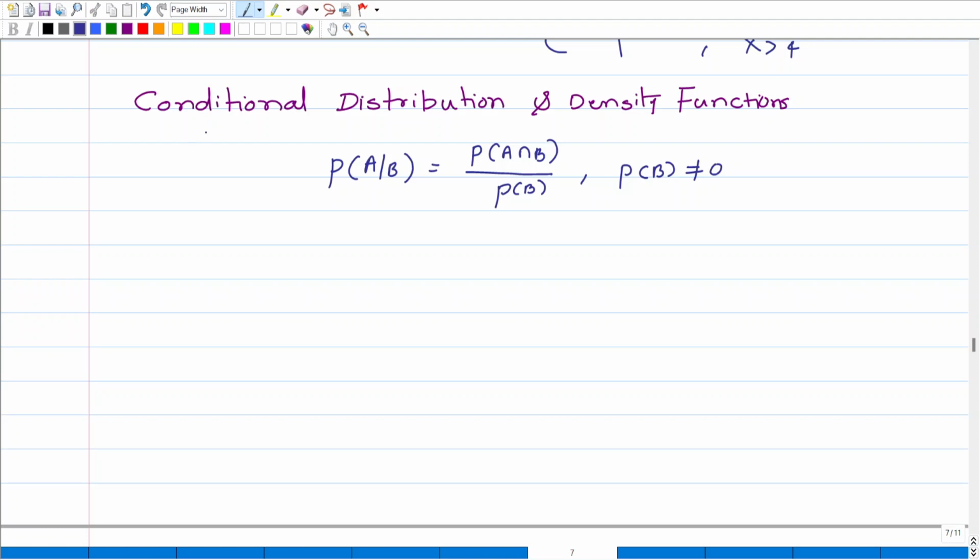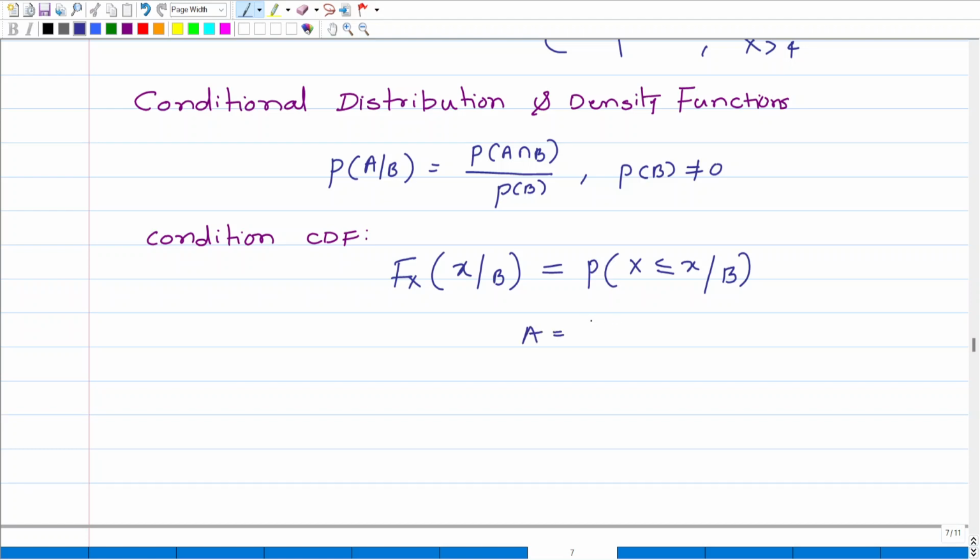Right. So let us extend this concept to the CDF and PDF, the cumulative distribution function and probability density function. So let us see the conditional CDF, the conditional distribution function. It is capital Fx of x given B. According to the CDF, it is the probability of the event X less than or equal to small x, and here the condition is given B.